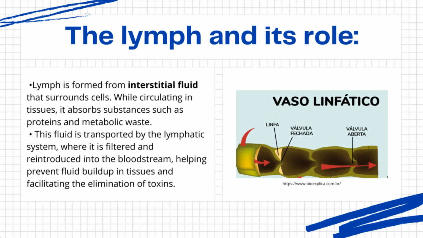Lymph is formed from the interstitial fluid that surrounds the cells. During circulation in the tissues, it absorbs substances such as proteins and metabolic waste. This fluid is transported by the lymphatic system, where it is filtered and reintroduced into the bloodstream, helping to prevent the accumulation of fluids in the tissues and facilitating the elimination of toxins.